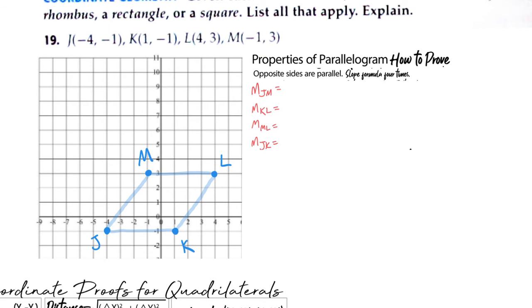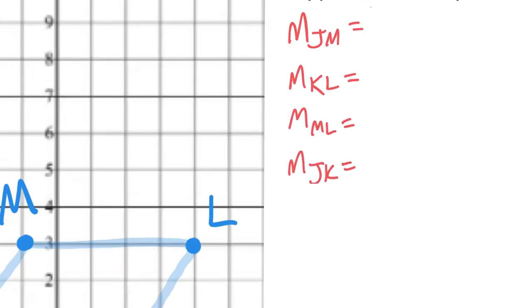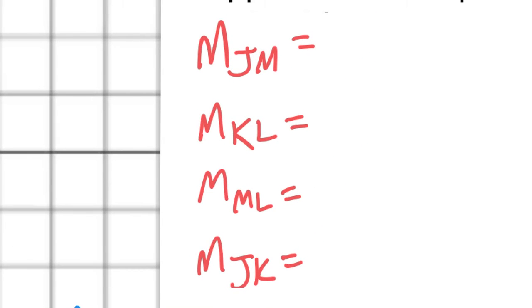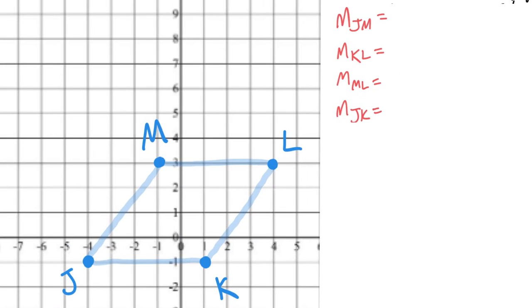How exactly is that going to work? How do we start? Well, I'm going to start first with identifying the slope for side JM, and then I'm going to do KL, ML, and then JK. Okay, beautiful. So if this is a slope that we're trying to identify, and again, we want to show that opposite sides are parallel. We want to prove that JM is parallel to LK.